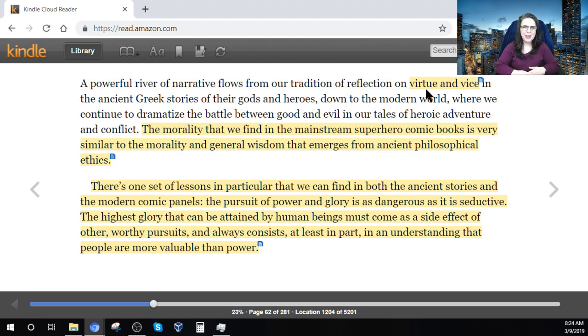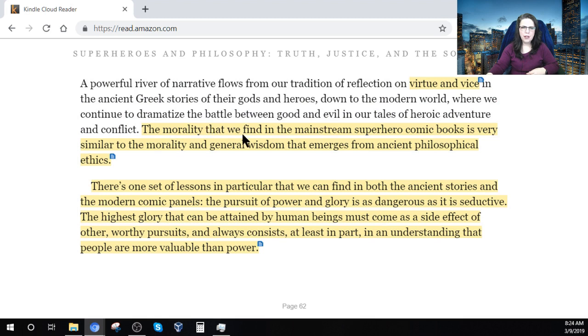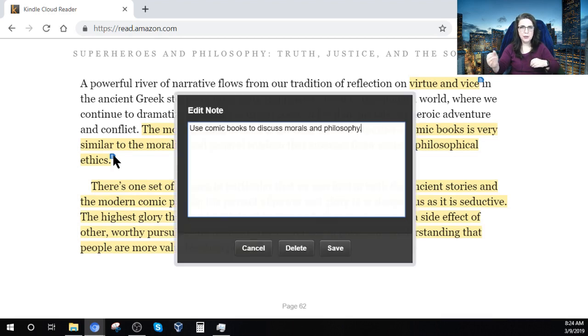And so let's look further at what they say. The morality that we find in the mainstream superhero comic books is very similar to the morality and general wisdom that emerges from ancient philosophical ethics. So we are taking ancient classical text, we're taking comic book text, we're going to use these as evidence and apply it to our everyday life. And this is what my note says: use comic books to discuss morals and philosophy.